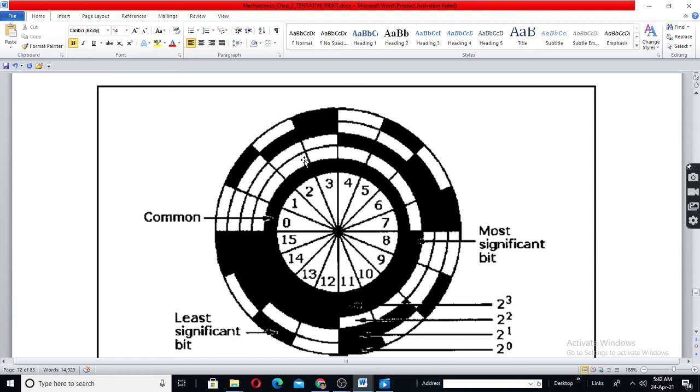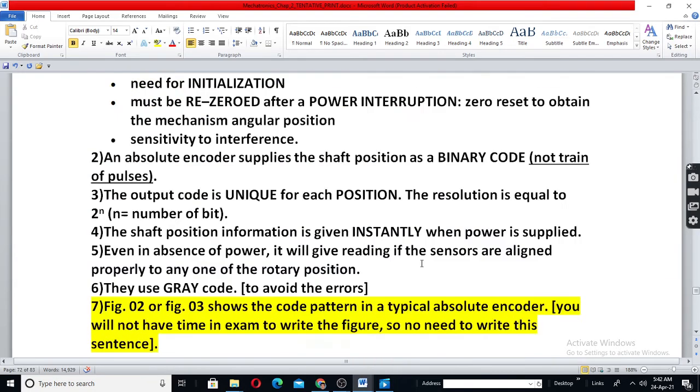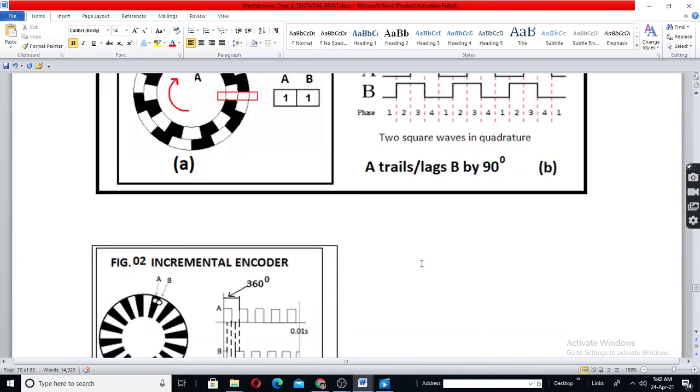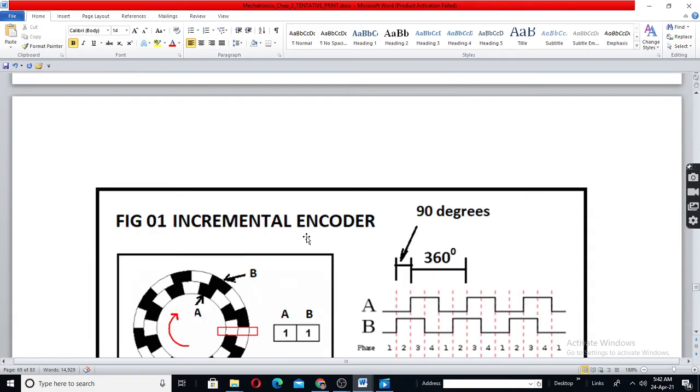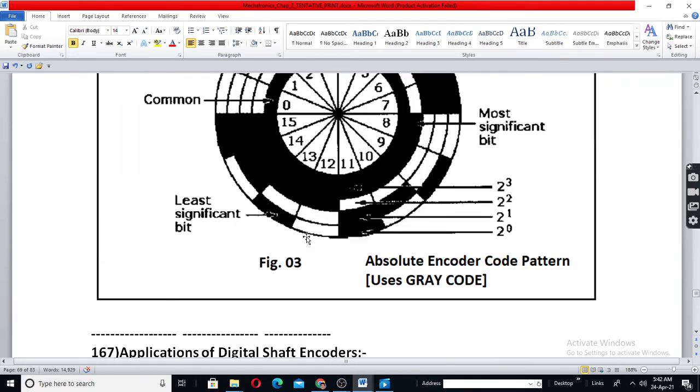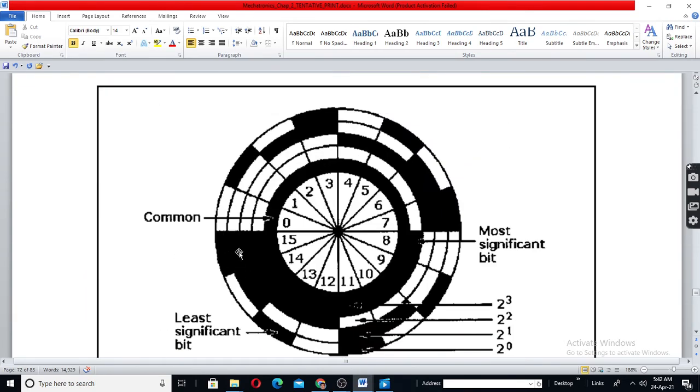So if you want to measure speed, if you select LSB, then you have to divide by 8. What you have done here, divide by 16 you have done here. If you select LSB for this disk, divide by 8. If you put the sensor here, divide by 4. If you put here, divide by 2. If you put sensor in this track, divide by 1. There is only one pulse. See here, only one pulse. Okay.